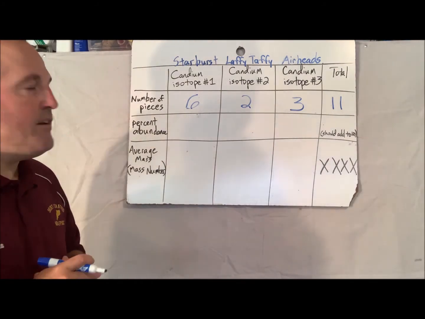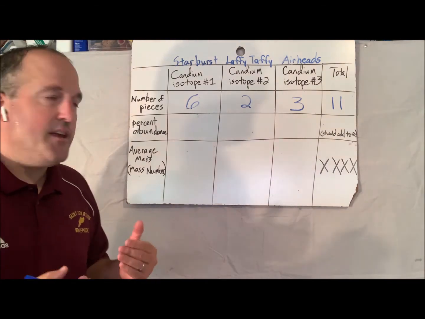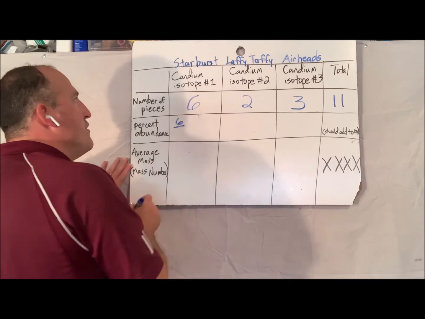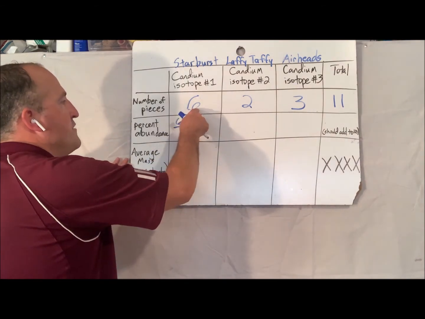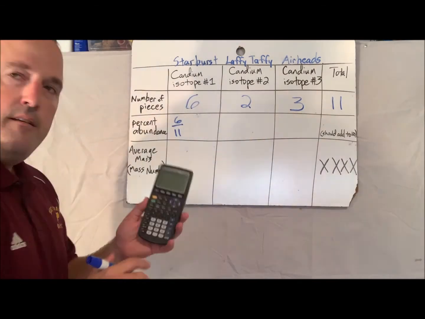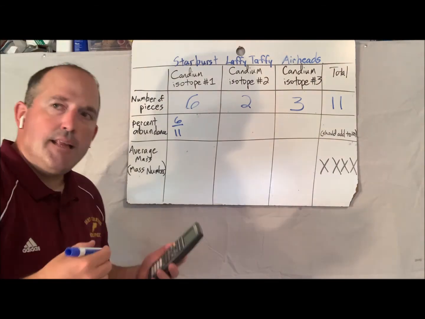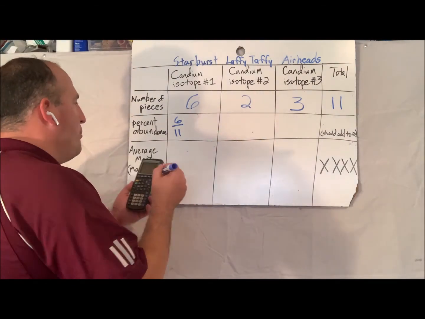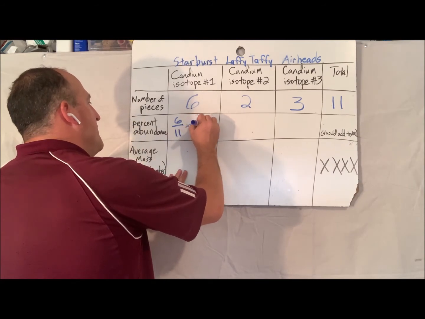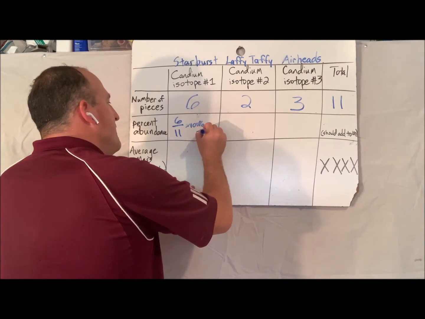Next, to calculate the percent abundance, take the number of pieces of a given type and divide it by the total. So for Starburst, I'm going to take the number of Starburst, 6, divided by 11. And you could take out your calculator, 6 divided by 11. Let's round it to the nearest whole percentage. So I'm then going to take 6 over 11 times 100%. And if I'm rounding that to the nearest percentage, I get 55%.